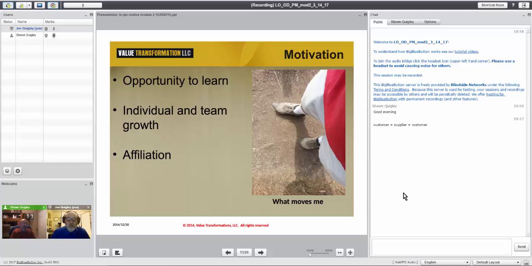An opportunity to learn is a good example of personal mastery. They're learning something. They're becoming better. Their environment is yielding something that they want. Then there's individual and team growth. If the team feels the challenge, they usually band together tighter, and that allows them to become more cohesive in what they do.